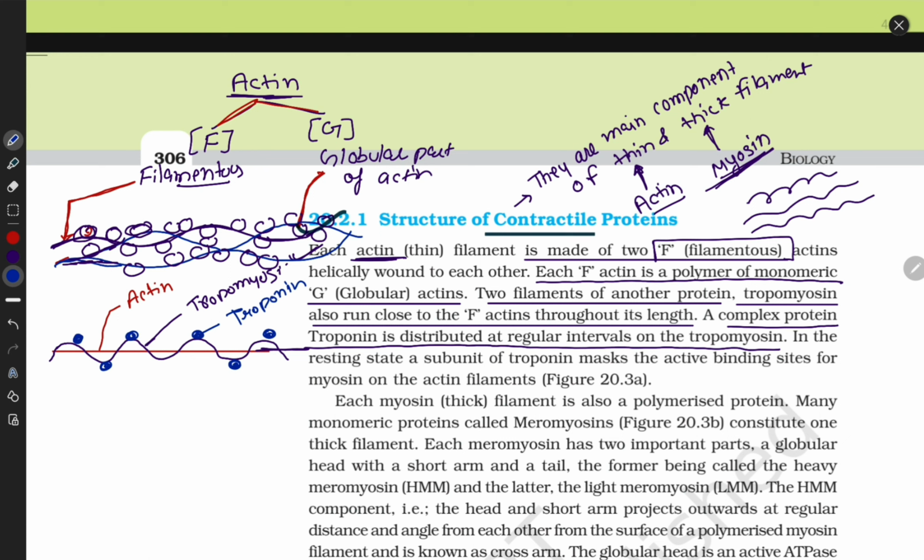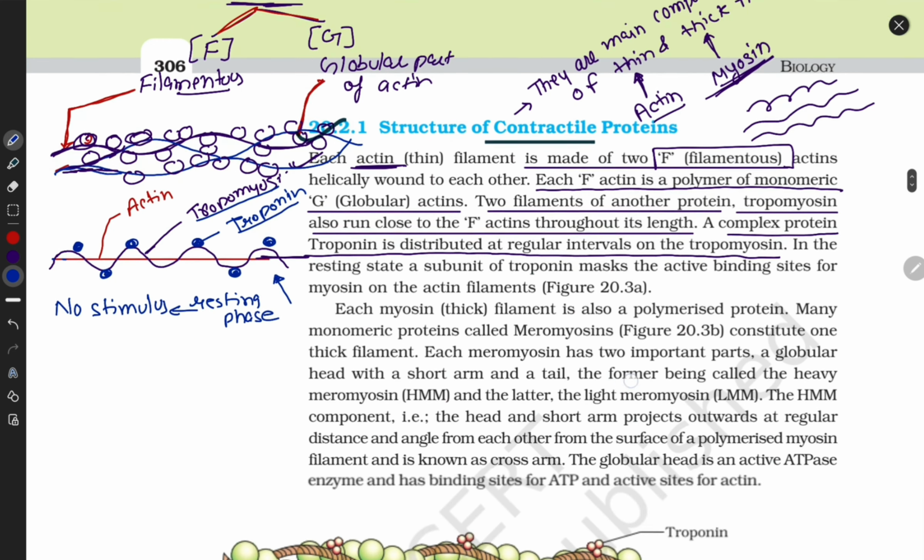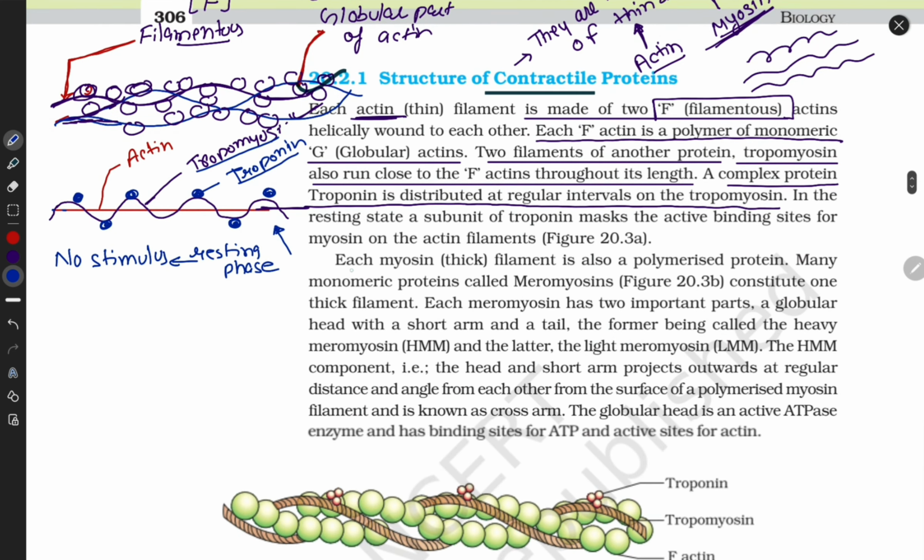This position is found when the cell is in the resting phase, when there is no stimulus. Tropomyosin and troponin occupy all the space of actin. We have completed our discussion about actin.